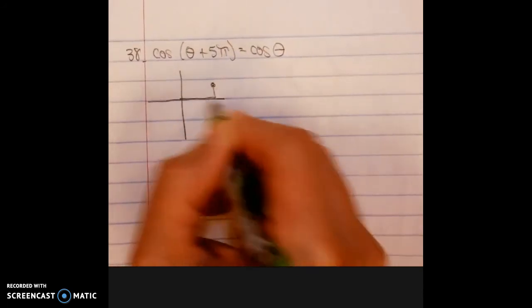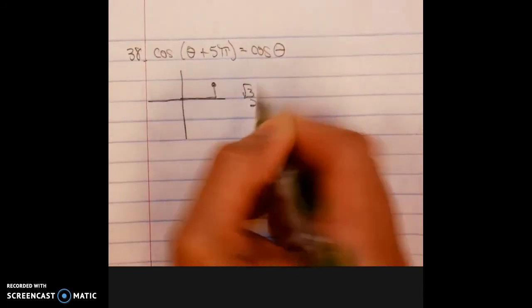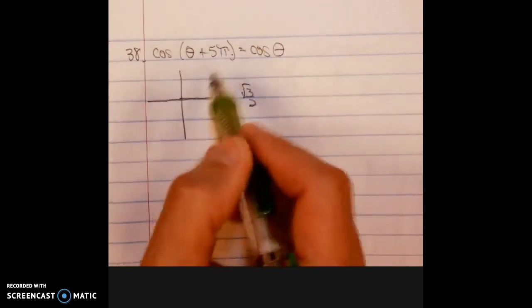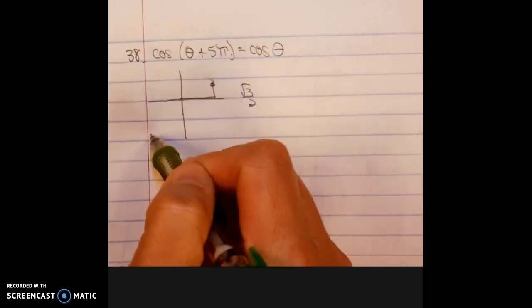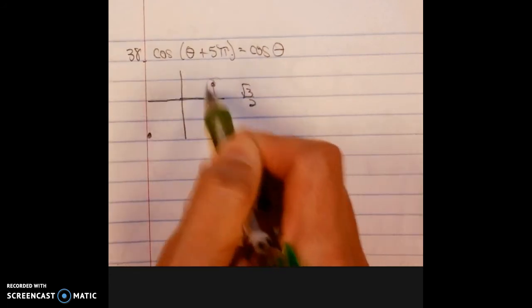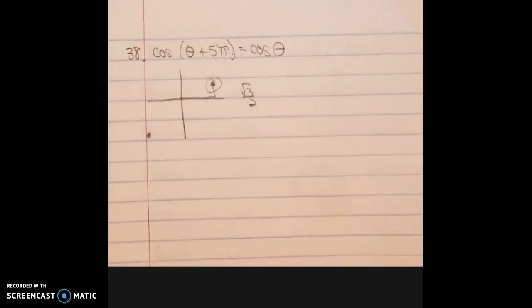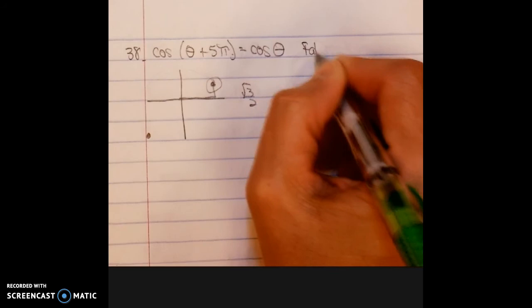Let's suppose that value there is radical 3 over 2. So if I go around 5 pi, that's 2 pi, 4 pi, and 5 pi. Is this coordinate here the same as that coordinate there? And that is not true, or it's not always true. So question 38, I think all they want is true or false.